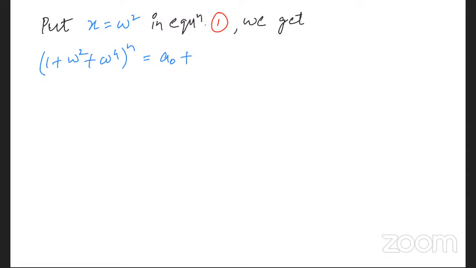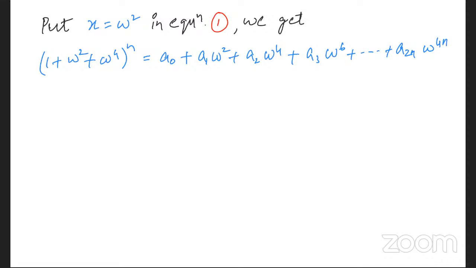plus a1 omega square plus a2 omega to the power of 4 plus a3 omega to the power of 6 plus so on plus a2n omega to the power of 4n. So we have considered x is equal to omega square.